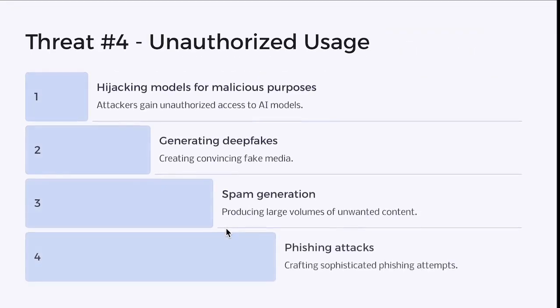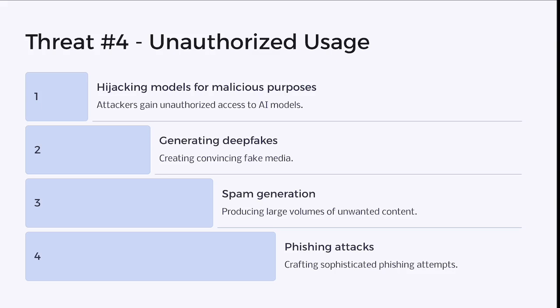Threat number 4 is unauthorized use. Hackers gaining access to AI models for illicit activities. Generative AI models can be hijacked by hackers for nefarious purposes, like producing deepfake videos, generating phishing emails, or spamming with fake content. A real world scenario of this could be: imagine a cyber criminal gains access to a powerful text generation model and mass produces realistic phishing emails. Now, this can lead to higher success rates for scams.